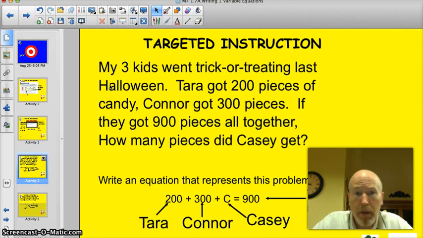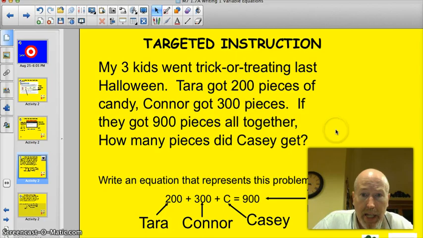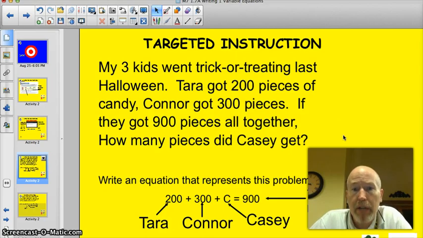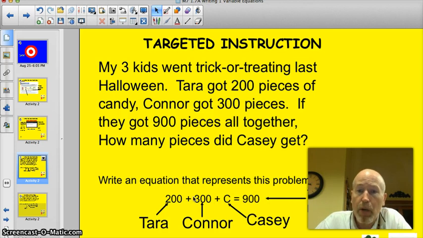Our first example. My 3 kids went trick-or-treating last Halloween. Tara got 200 pieces of candy. Connor got 300 pieces. If they got 900 pieces altogether, how many pieces did brother Casey get? Well, I wrote out the equation and I labeled everything because that's one way you can really make sure you have the right equation. So I've got Tara here, I've got Connor here with their 200 and their 300. Casey was unknown, so I just gave him a C for Casey or for candy, equaling a total of 900 pieces.